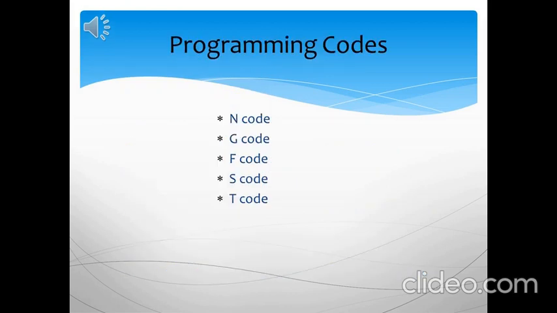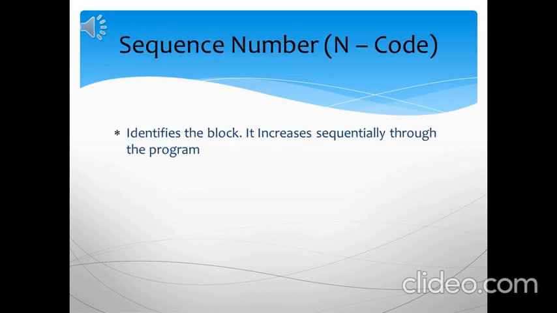Before preparing the program, the programmer should know the different types of codes and their functions. The types of codes are given here: N code, G code, F code, S code, and T code. Sequence number or N code. It identifies the block and also increases sequentially through the program.